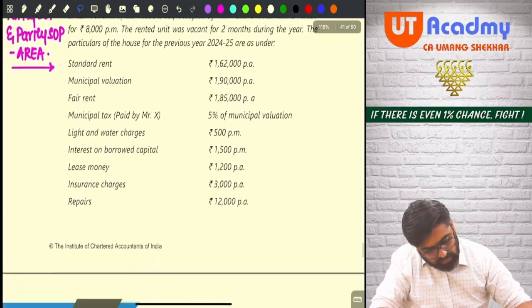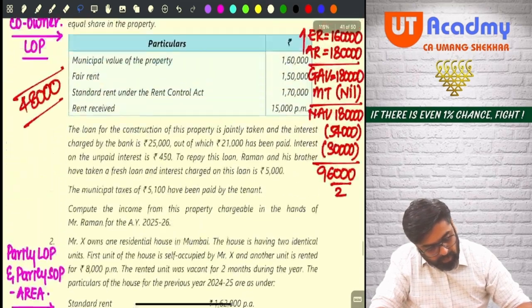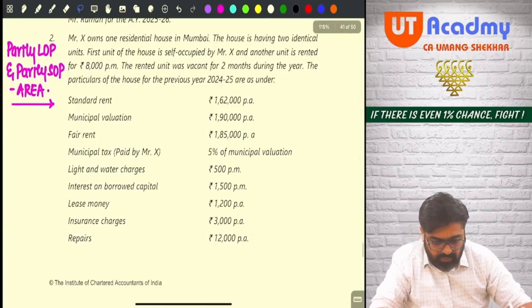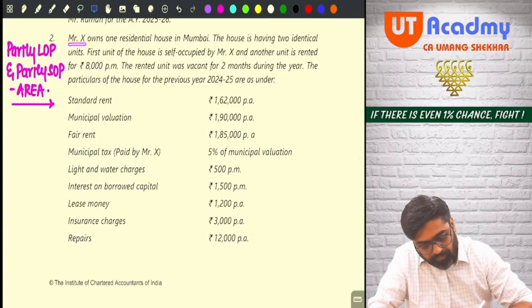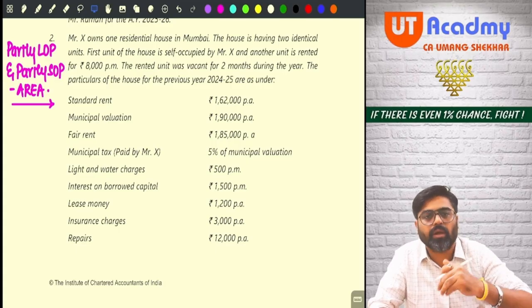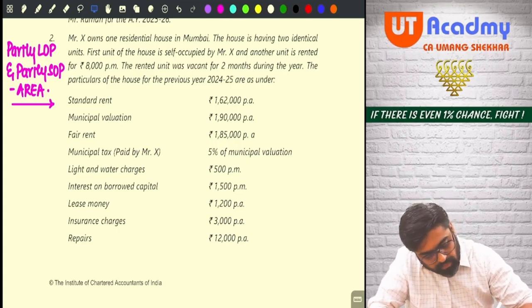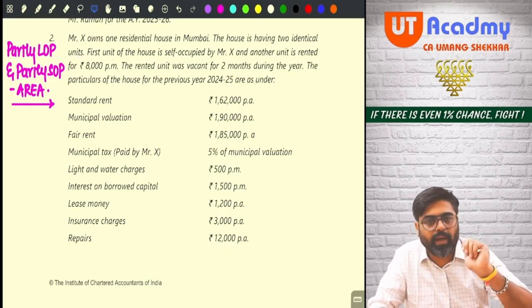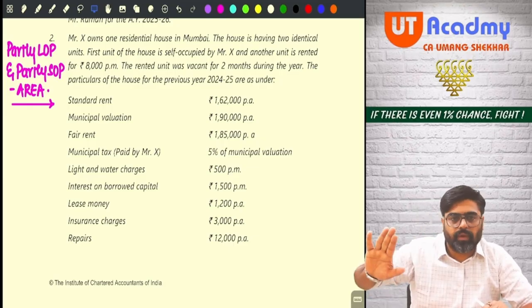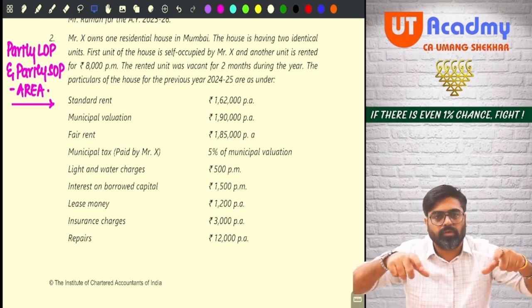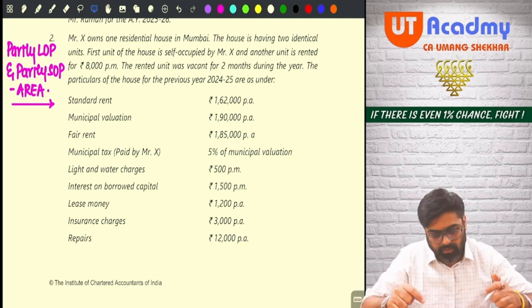This question number 2 is given on your page number 3.175. Question number 2. X owns a residential house in Mumbai. House is a residential house, so that is the type of house they are saying. The house has two identical units. Two identical units means one unit has the same area as the second unit. Yes or no? Both units have the same areas.